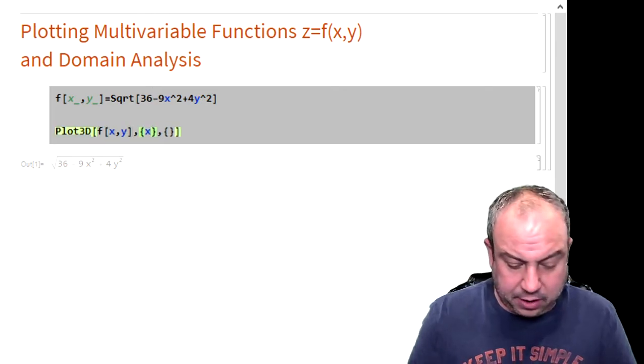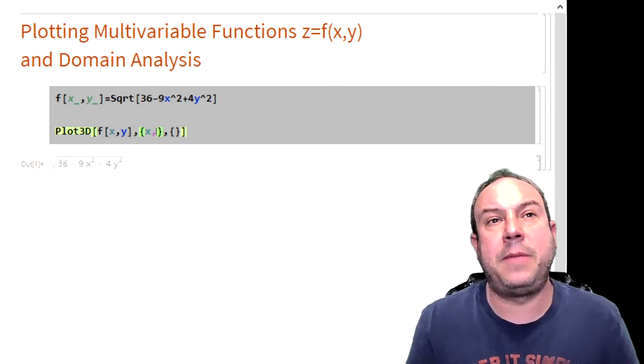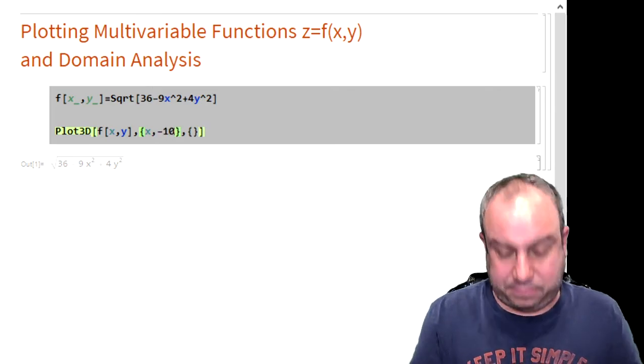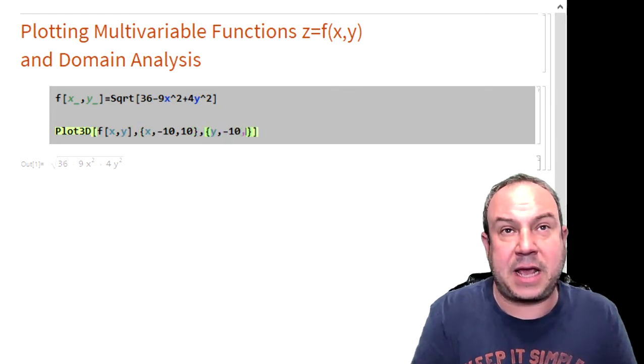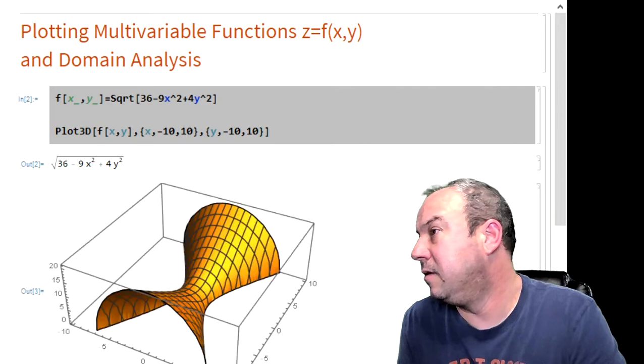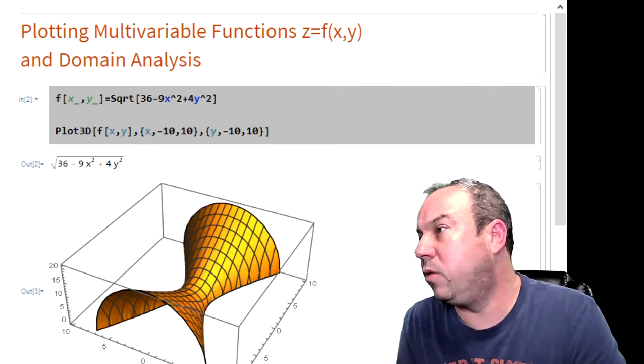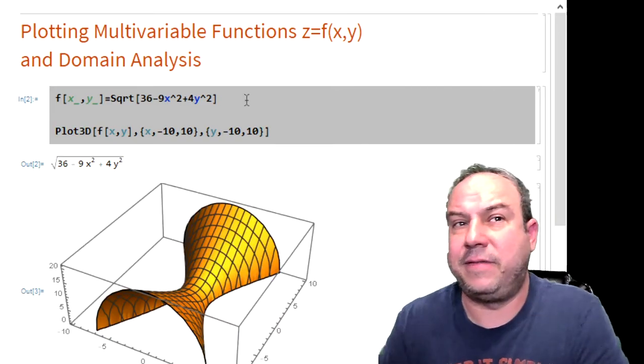All right, and we are going to look at values of x from, we could look at negative 10 to 10. We could look at y over bounds from negative 10 to 10. Right. Hit enter, and we will get a nice little graph of that function.